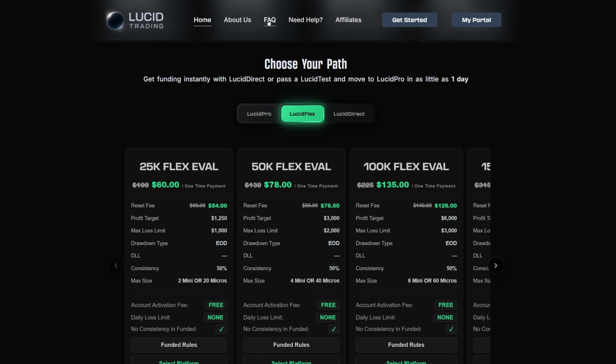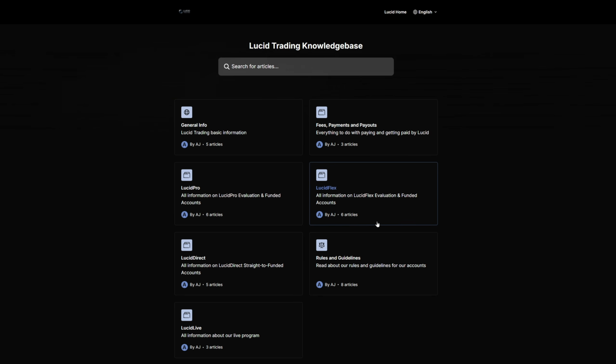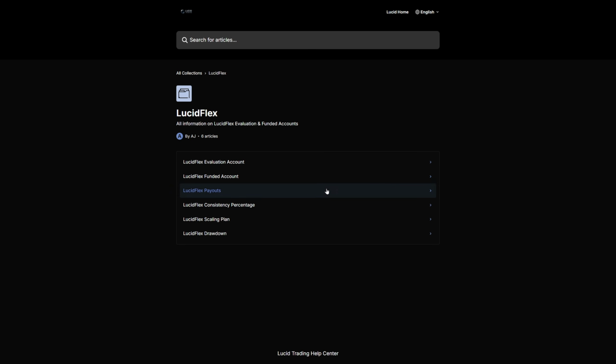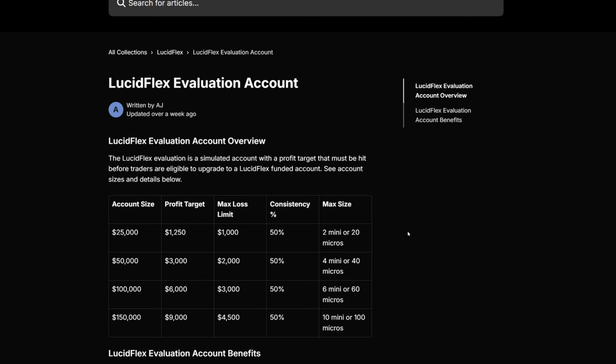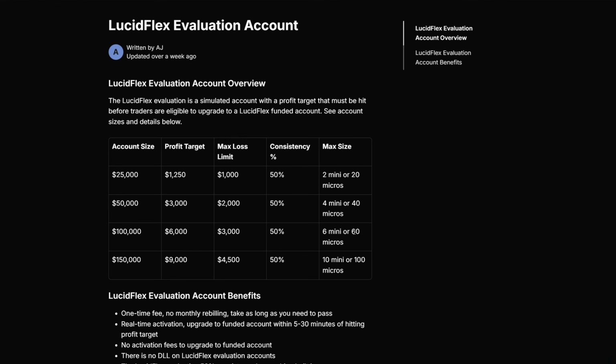But let's come right up here to the FAQ. Let's look at some of the rules. We're going to click right here where it says Lucid Flex. Now, there's going to be a couple different categories we need to look at, actually 6 in total. If we look at Lucid Flex evaluation account, we can see right here, here's the different account sizes. And this shows us the profit target, the max loss, talks about the consistency rule.